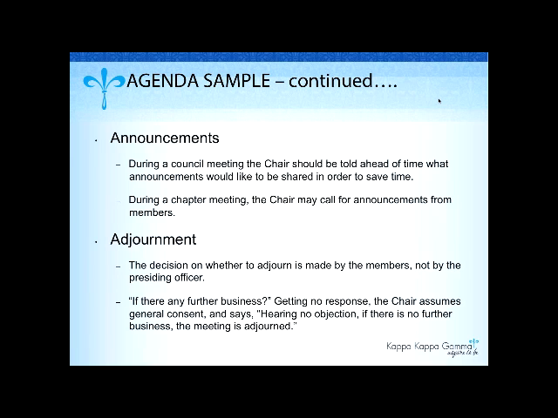The simple way to do this would be for the chair to say, if there is no further business, this meeting is adjourned. A chair cannot just slam the gavel and say meeting adjourned just because she thinks the meeting is over. It is the right of the members to determine the meeting's end.